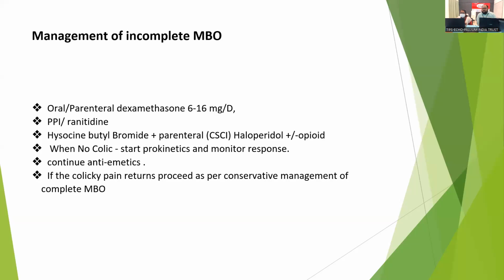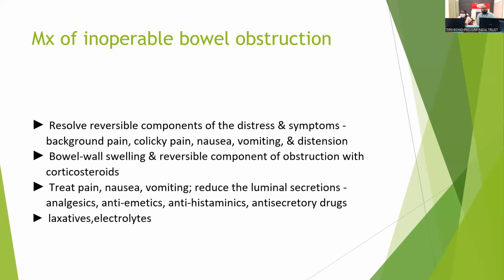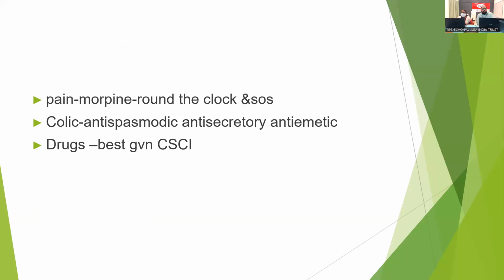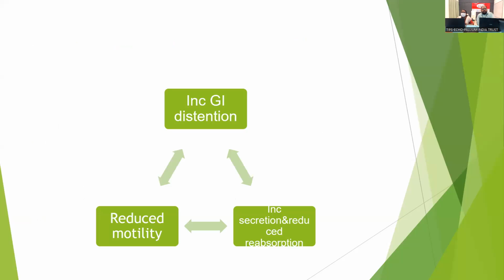Okay, so prokinetics, you start with metoclopramide and domperidone, which are the drugs of choice. So how do you manage an inoperable bowel obstruction? The patient comes to the category where you cannot suggest a surgery or the patient cannot tolerate surgery. Always try to resolve the reversible components of the distress and symptoms. Not the disease, but the reversible components of distress, which you can manage yourself, like the background pain, the colicky pain, nausea, vomiting, distension. Those could be managed in case of inoperable bowel obstruction. The bowel wall swelling and reversible components of obstruction can be managed with corticosteroids, which I already mentioned. Treat the pain, the nausea, vomiting, reduce the luminal secretions. Same thing that we mentioned in the last cycle. So we have to reduce the GI distension, manage the motility problem, reduce the secretion, and increase reabsorption.